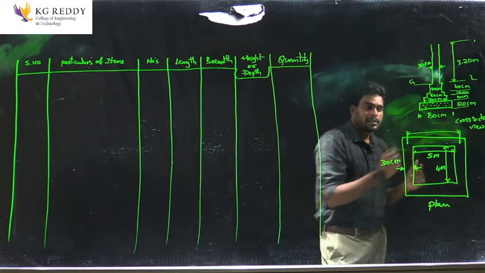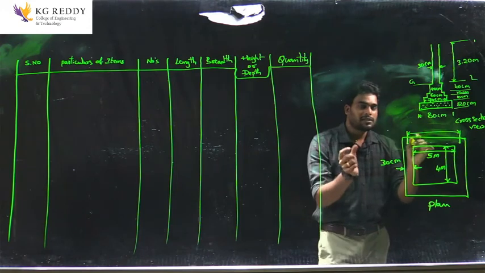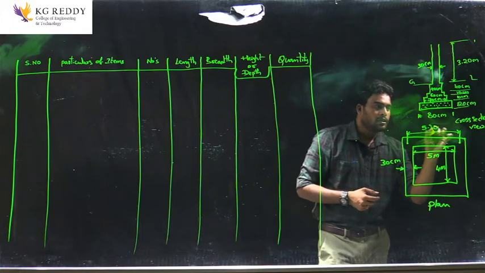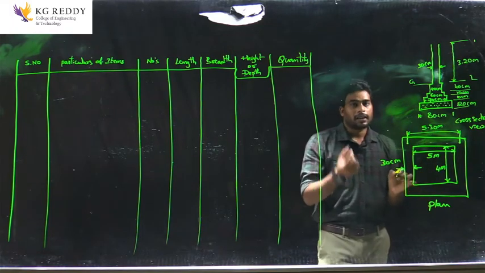So what is the total distance from here to here? 5 meters plus 0.3, 5.3. So 5.30 meters is the center to center length for the long wall.